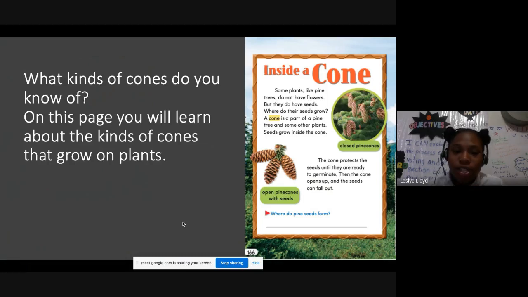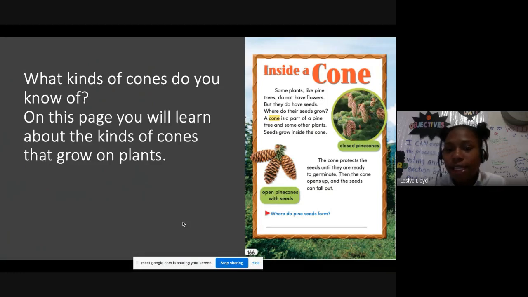Ms. Lloyd knows of a cone that you can eat, like an ice cream cone. And I have also heard of a safety cone, those orange cones that are usually at construction sites or you may see them at gym class. On this page, you will learn about different kinds of cones that grow on plants. So now let's read the textbook.